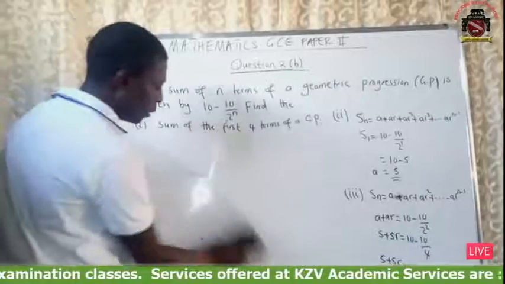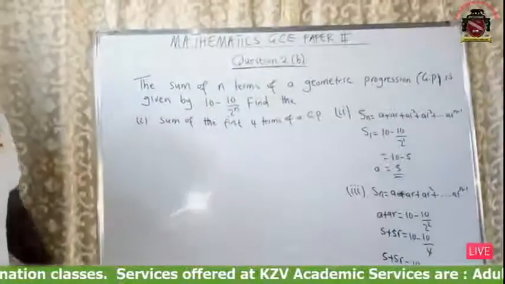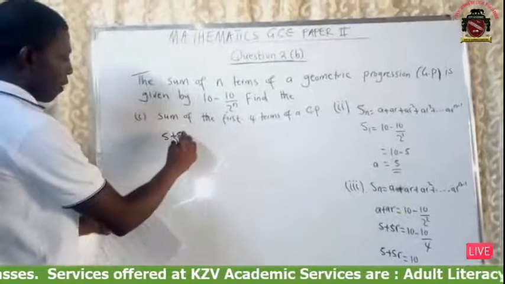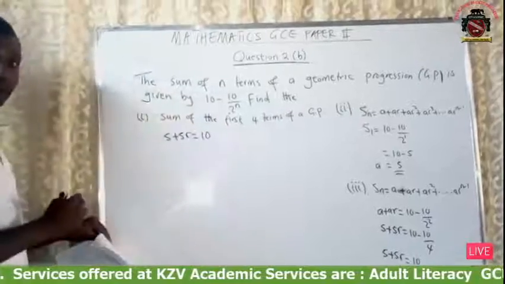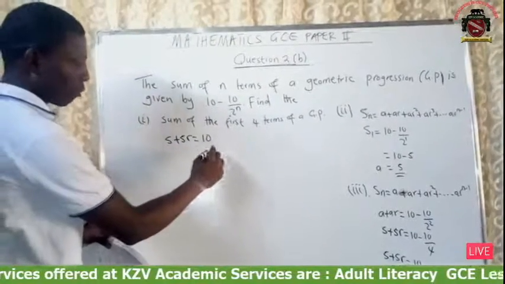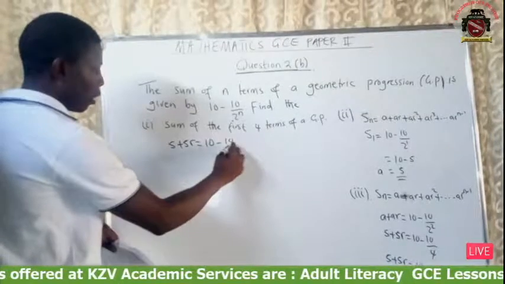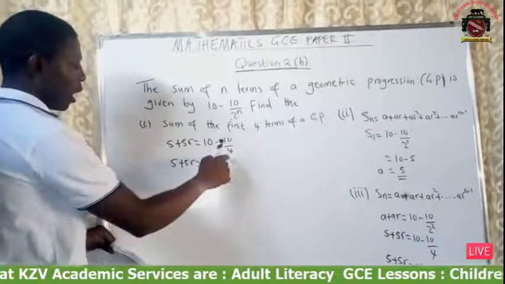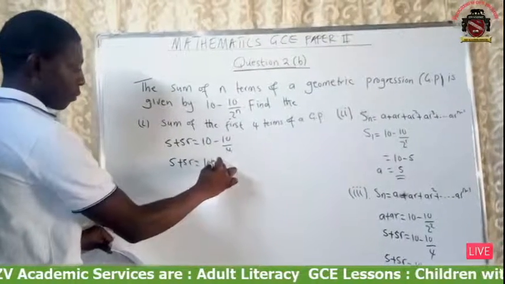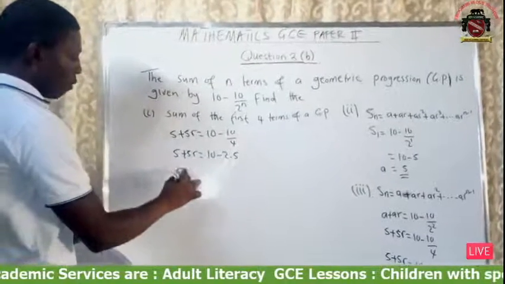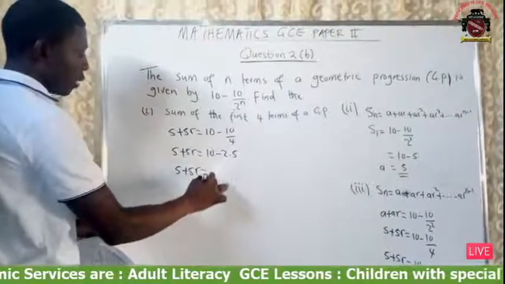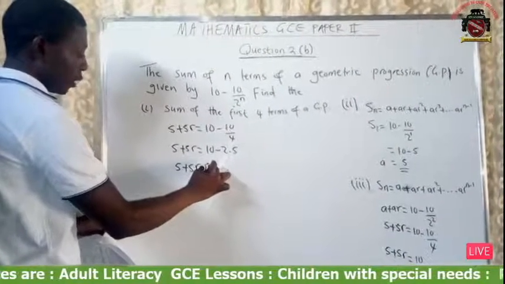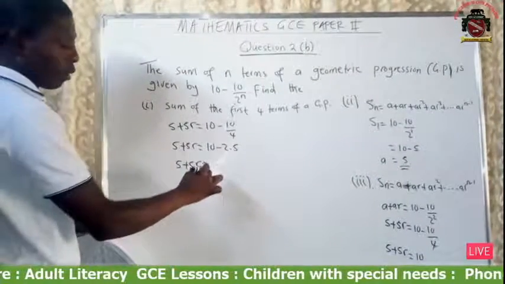Now from that point, we have 5 plus 5r is equal to 10 minus 10 over 4. What is 10 over 4? It's 2.5. So we have 5 plus 5r is equal to 10 minus 2.5. What do we get? 10 minus 2.5 is 7.5.